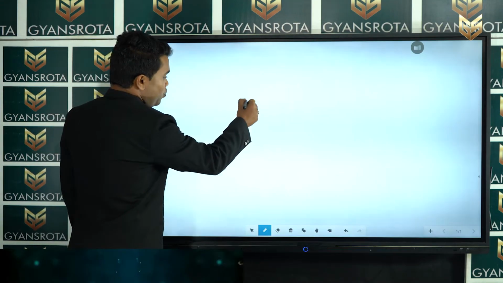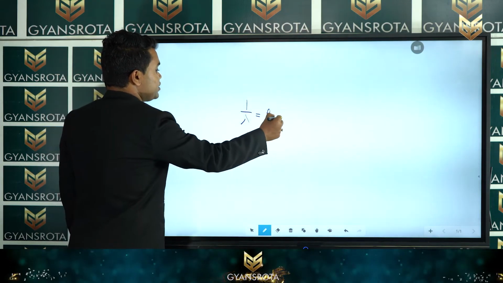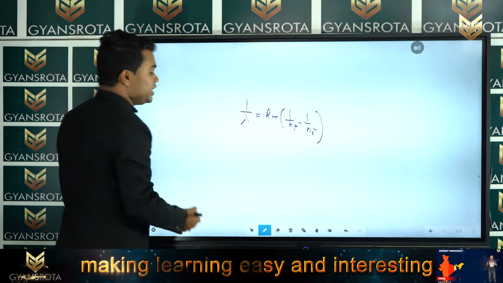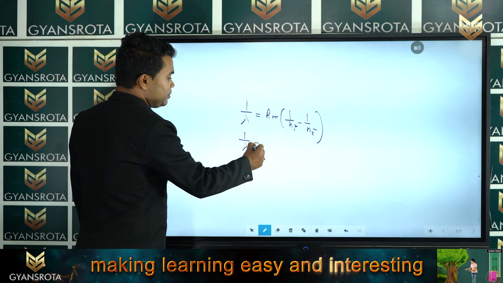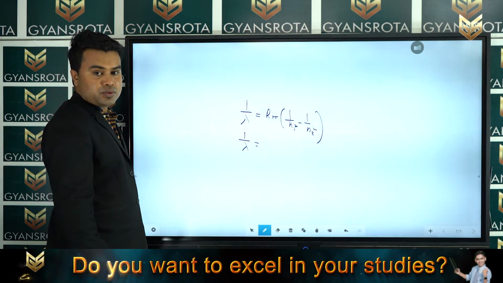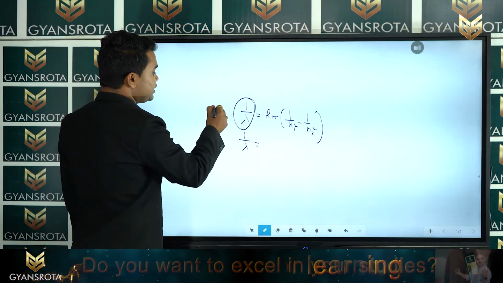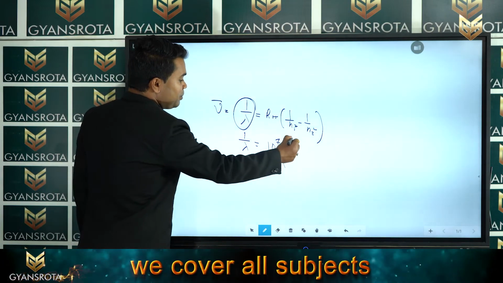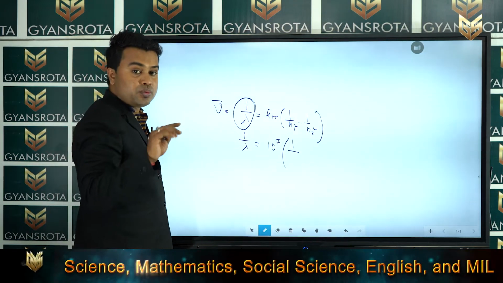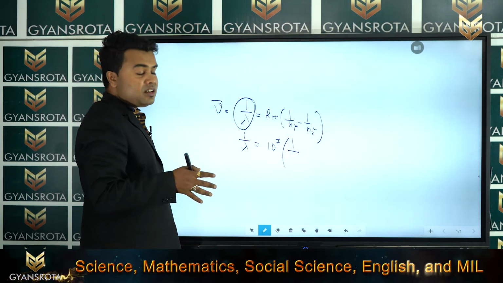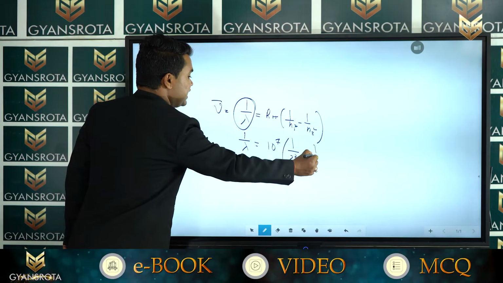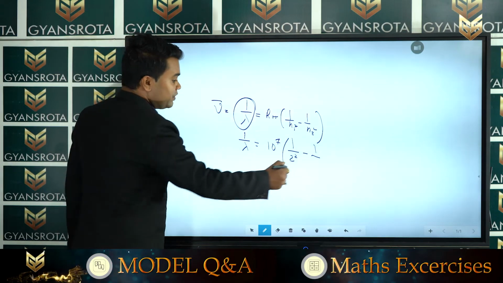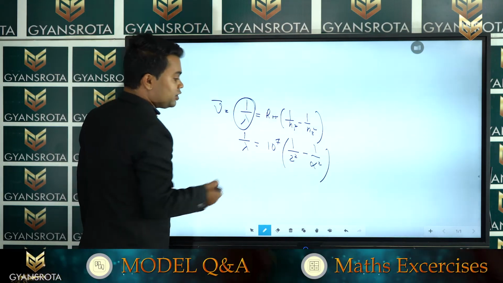If you use this formula, 1 by lambda is equals to RH times (1 by n1 square minus 1 by n2 square). RH is given to you, and this 1 by lambda is nothing but your wave number. So that is 10 to the power 7. For n1 in Balmer series, the atom jumps to the second orbit, so it will be 2 square. In the last line, it is jumping from the orbit at infinity, so it will be infinity square. Now if you solve this, your answer will come out.